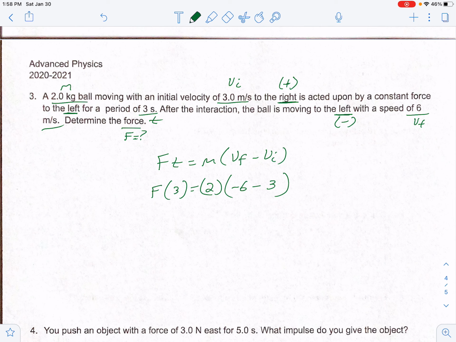Okay, I'm going to clean this up a little bit. This is the same thing as saying 3F equals 2 times, and negative 6 minus 3 is negative 9, times 2, which would be negative 18. Divide both sides by 3 and you get a force of negative 6 newtons. It is okay that this is negative because remember the force was going to the left. So that makes sense that it's negative.